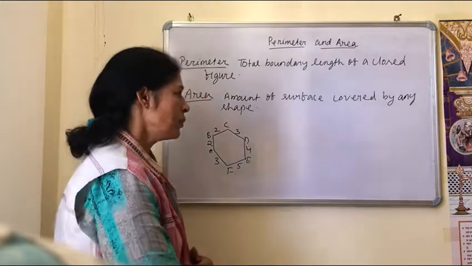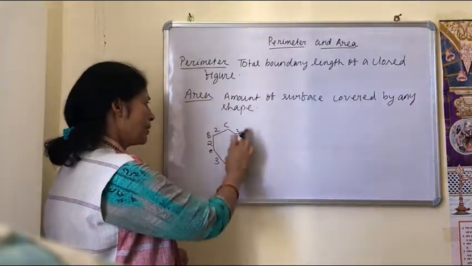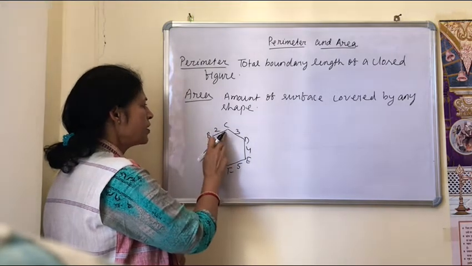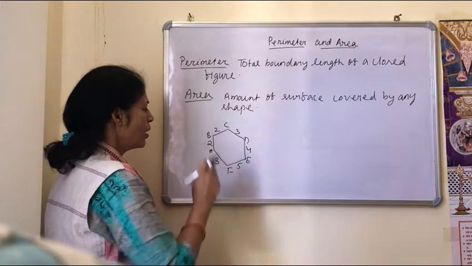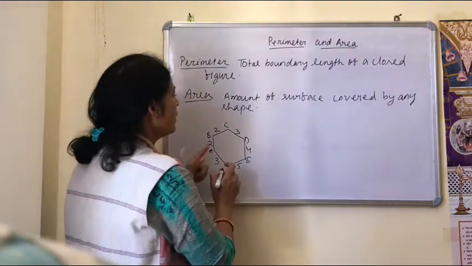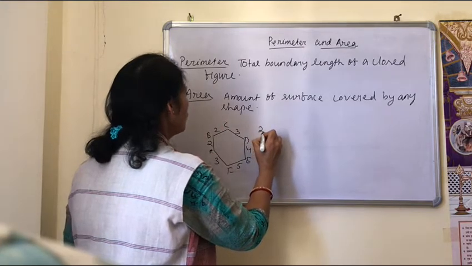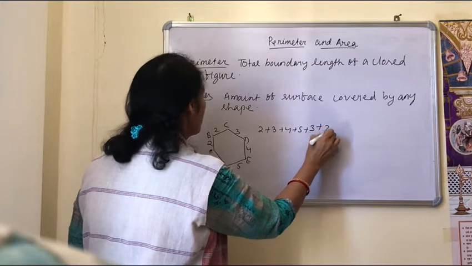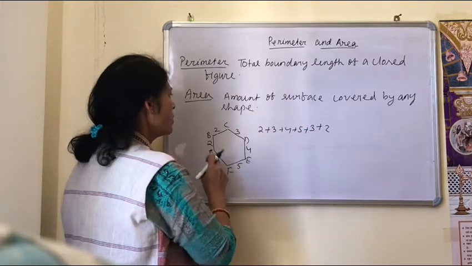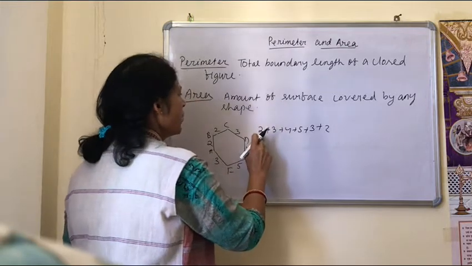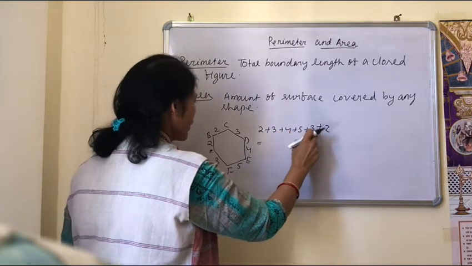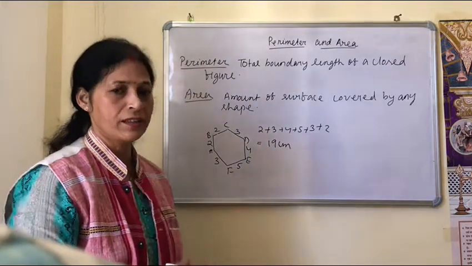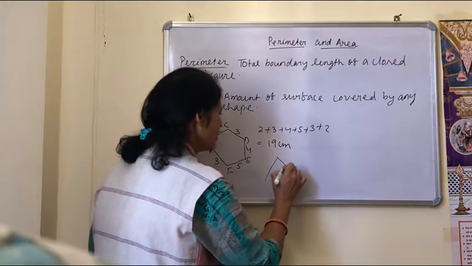Perimeter means total boundary length of this figure. That means you have to add AB, BC, CD, DE, EF and AF. So 2 plus 3 plus 4 plus 5 plus 3 plus 2. 5 and 4 is 9, plus 5 is 14, plus 5 is 19 centimeter. So the perimeter of this figure is 19 centimeter.